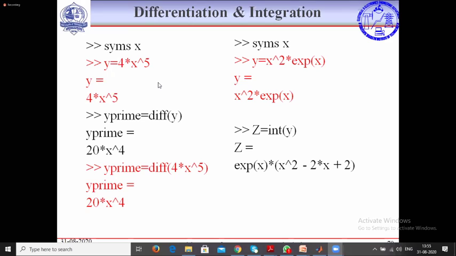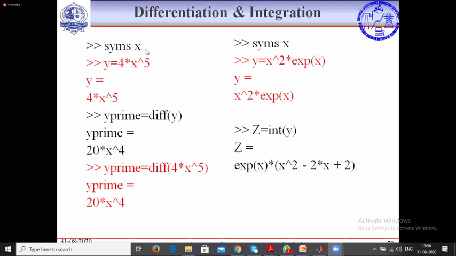If you want to implement differentiation and integration, you have to first call the symbolic toolbox, so we write syms x. Then you write the expression, y equal to 4 into x power 5. So this is the expression you have given, y equal to 4x power 5.